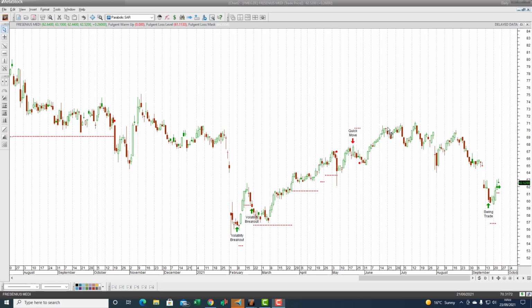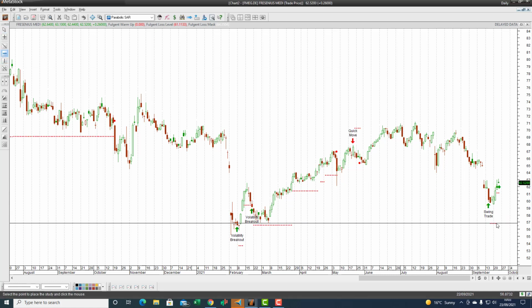And then it didn't really find any high probability setups in this sell-off, but we now have a new swing trade. It's been in it for a while, and the stop loss moved from the 57 zone up to the 61 zone, just above 61. So that's the new setup. Now we are looking for this gap to close.